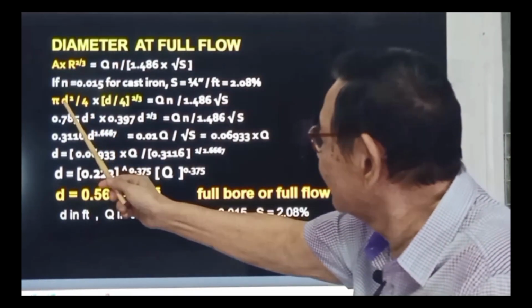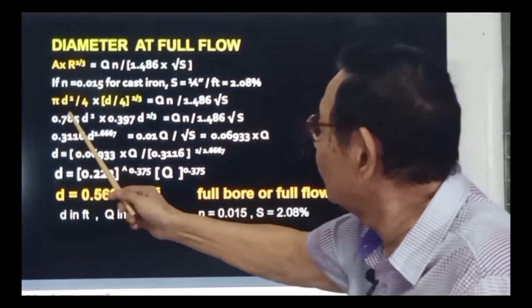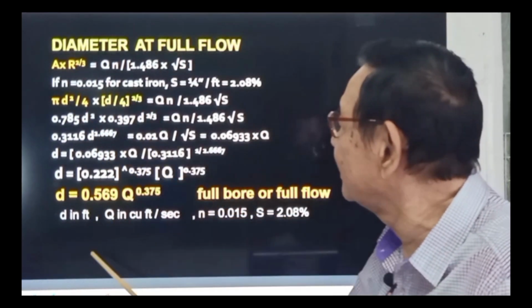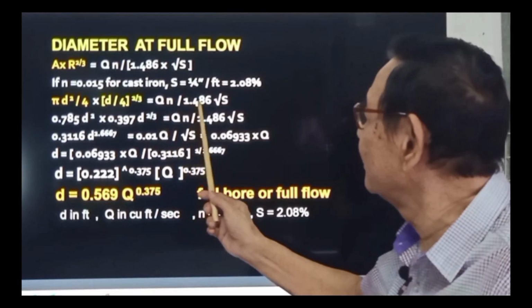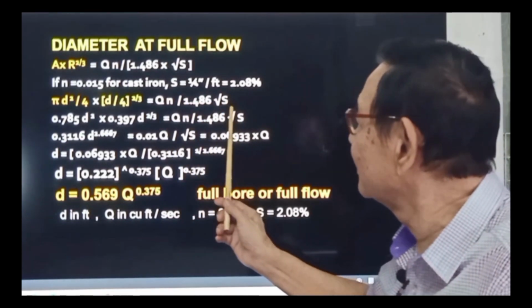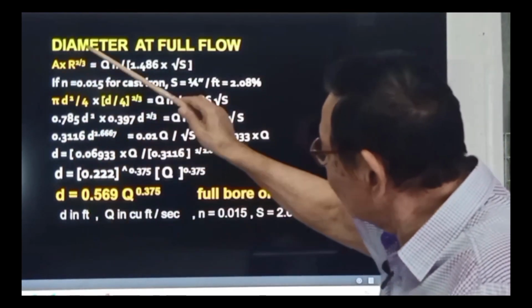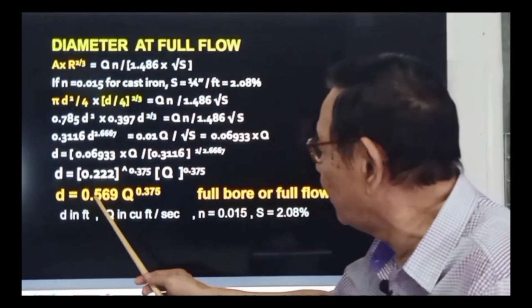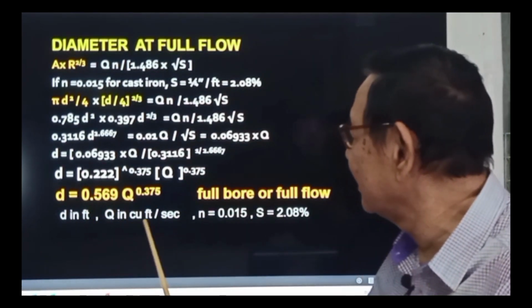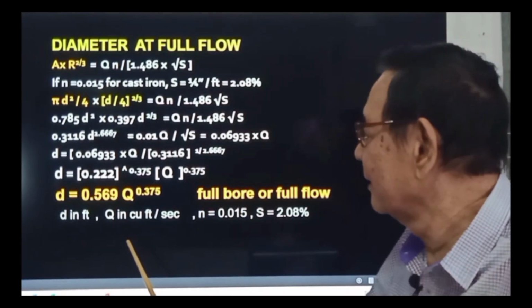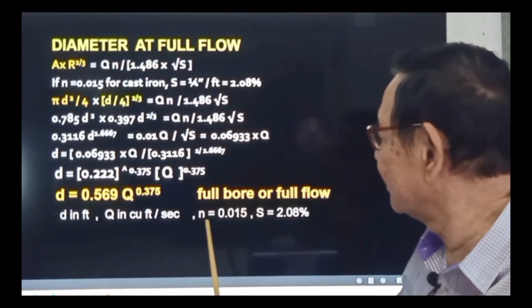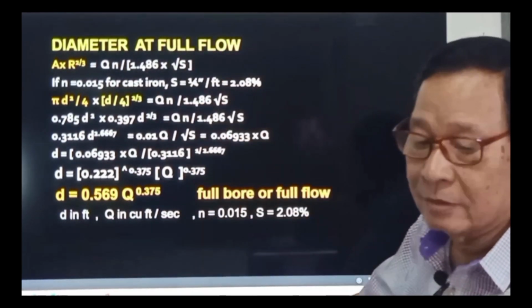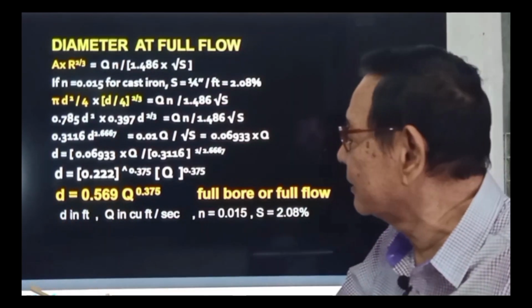So, the diameter, this one is the full flow, pi d squared over 4, and the hydraulic radius d over 4, is to the power of two-thirds. Qn divided by 1.486 times the square root of S, I mean. So you process these equations and the diameter will equal 0.569 Q to the power 0.38. That is full bore. Then Q is in cubic feet per second, n is 0.015, S is 2%. So with this equation, you can already compute what the Q is.